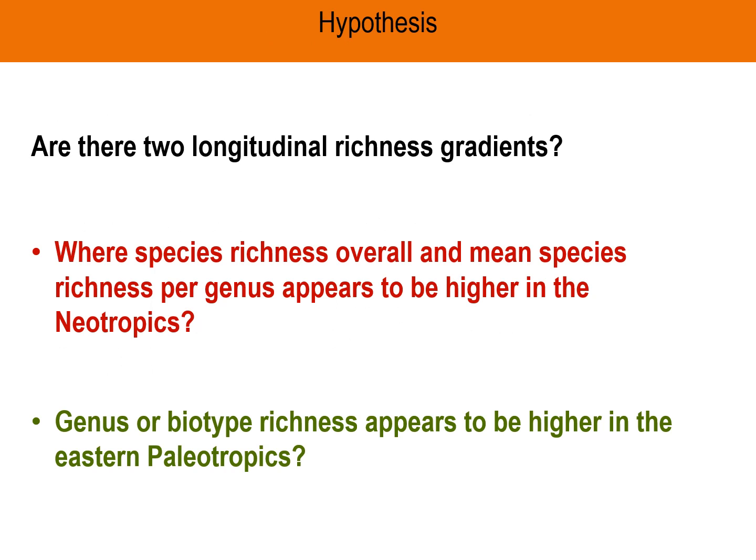We wanted to test two hypotheses using the family Graphidaceae. Our hypotheses are two longitudinal richness gradients. First, overall species richness and mean species richness per genus appear to be higher in the Neotropics. Second, genus or biotype richness appears to be higher in the Eastern Paleotropics.